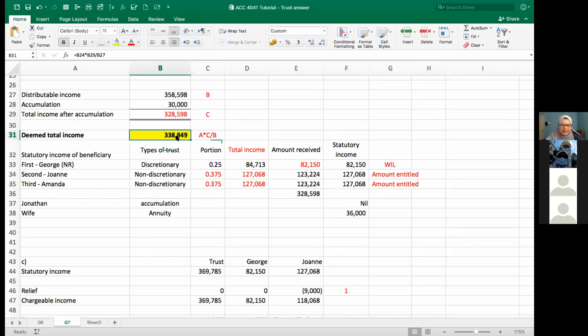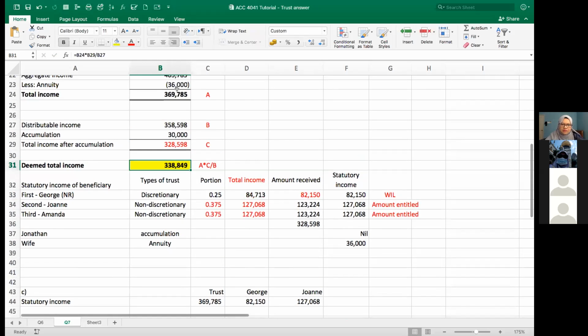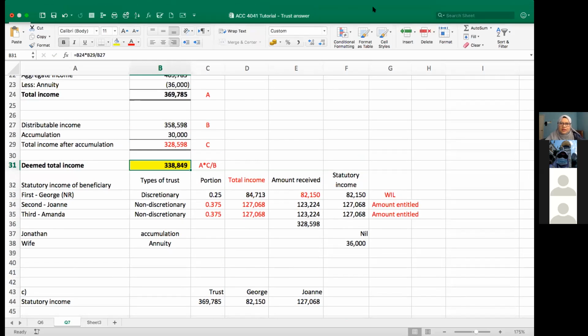Remember we have decided that the statutory income here is based on the total income here. Total income here is based on the deemed total income, not based on the total income above. So when your question asks for 369785, that is not the amount that we compute. We have to look back into your deemed total income.